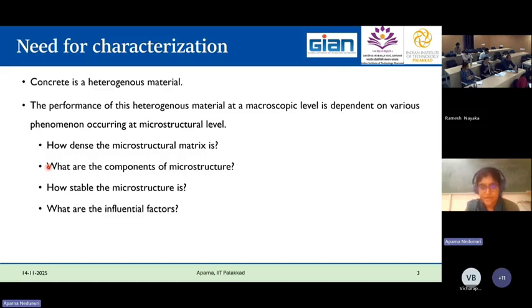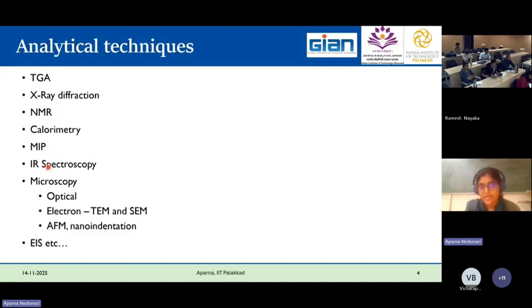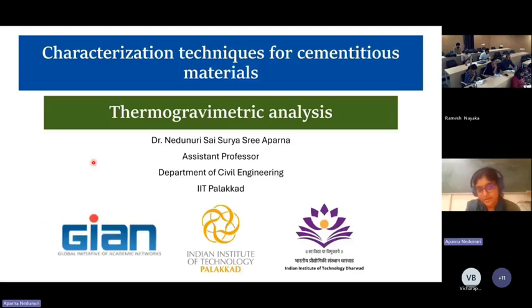We have several analytical techniques such as TGA, X-ray diffraction, NMR, calorimetry, MIP, IR spectroscopy, and microscopy, and again in microscopy we have different levels, and we also have EAS. As the science is progressing, the techniques are evolving, and as the techniques evolve, we are able to understand the material in a better way. So these things are going hand in hand. In this lecture, however, we'll look at a few of these analytical techniques which are helpful in understanding the material in a better way. First, we'll start with thermogravimetric analysis.